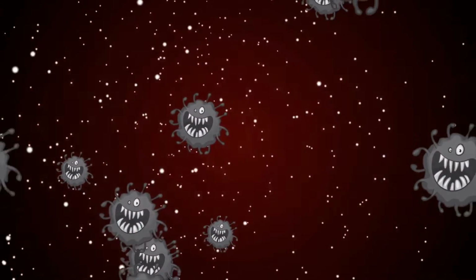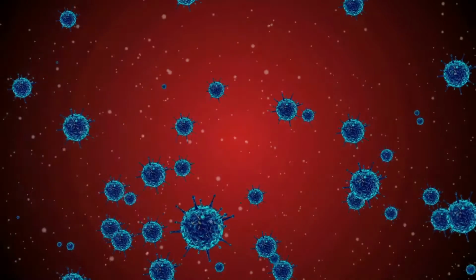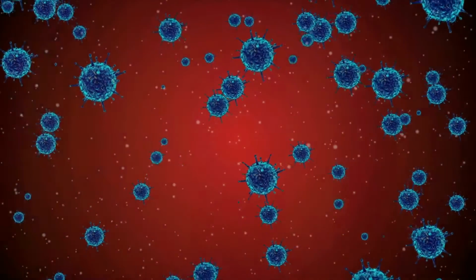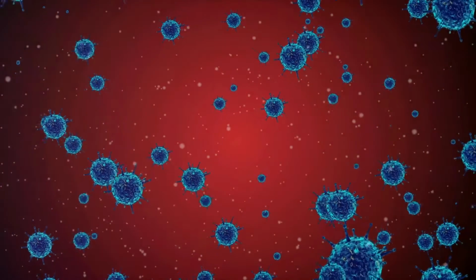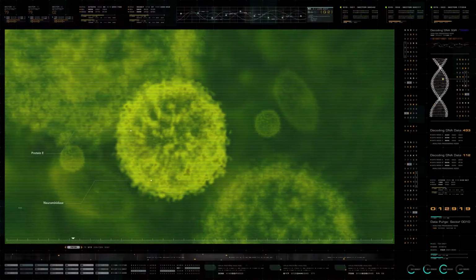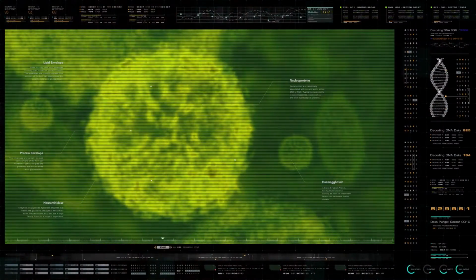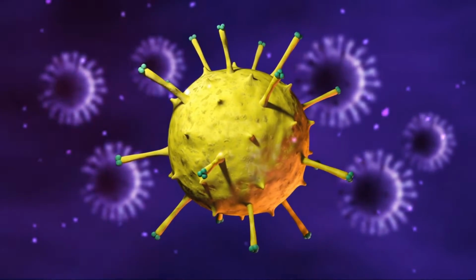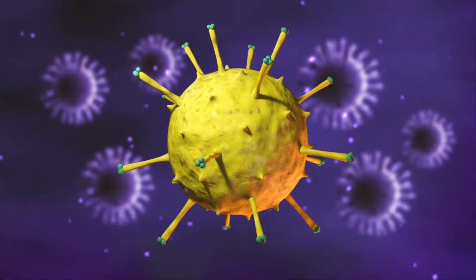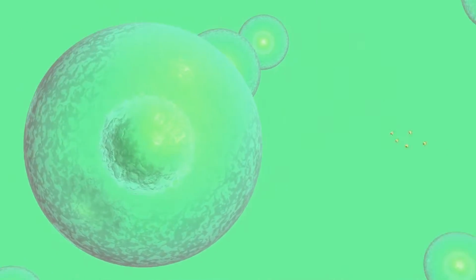However, our bodies are not defenseless against these invaders. The immune system, our biological shield, is constantly on the lookout for pathogens. It's an intricate network of cells, tissues, and organs, all working together to identify and eliminate foreign substances. When a pathogen is detected, the immune system springs into action. Specialized white blood cells, like macrophages and neutrophils, rush to the site of infection, devouring the invaders and halting their spread. But the immune response doesn't stop there.